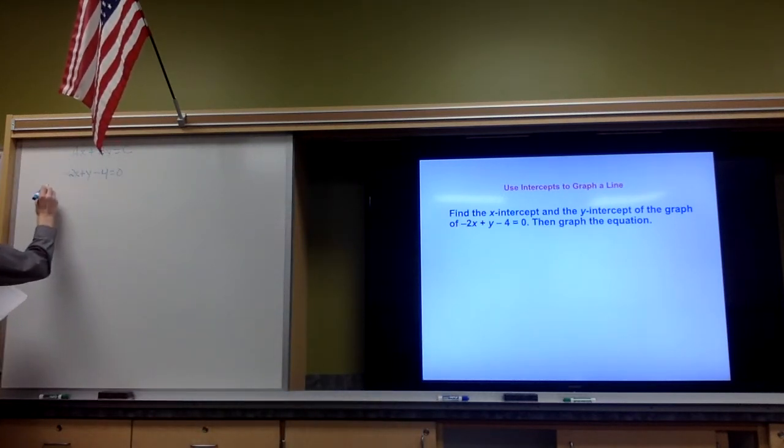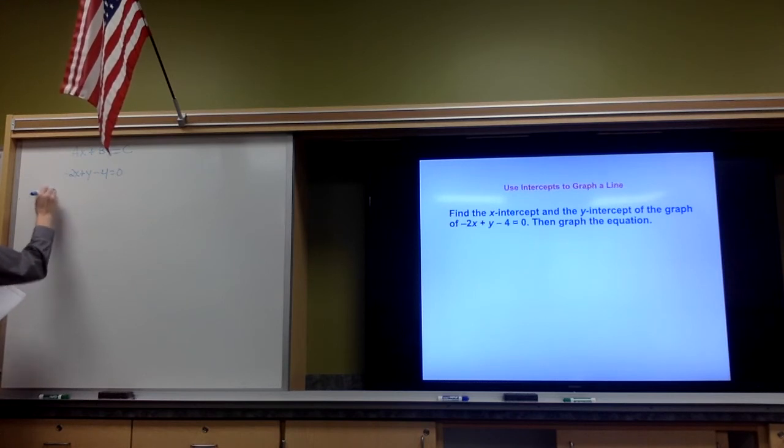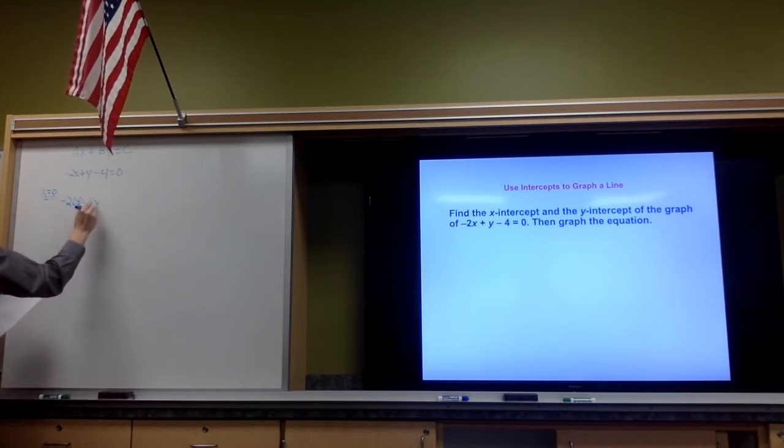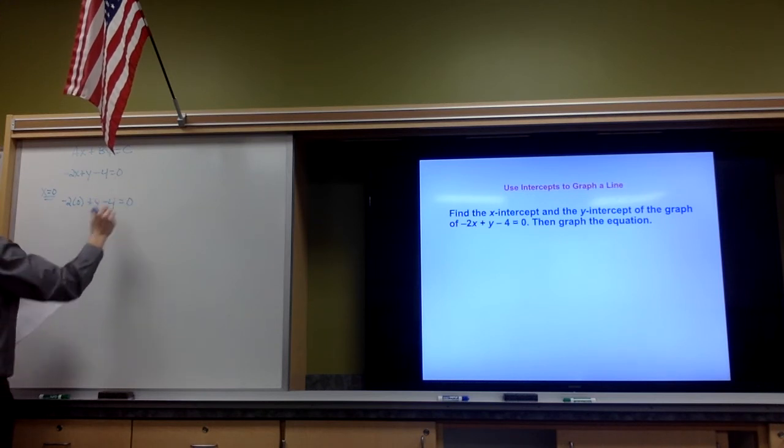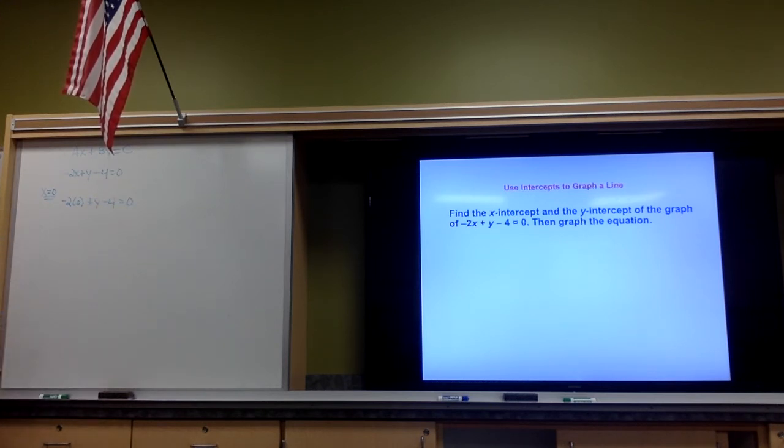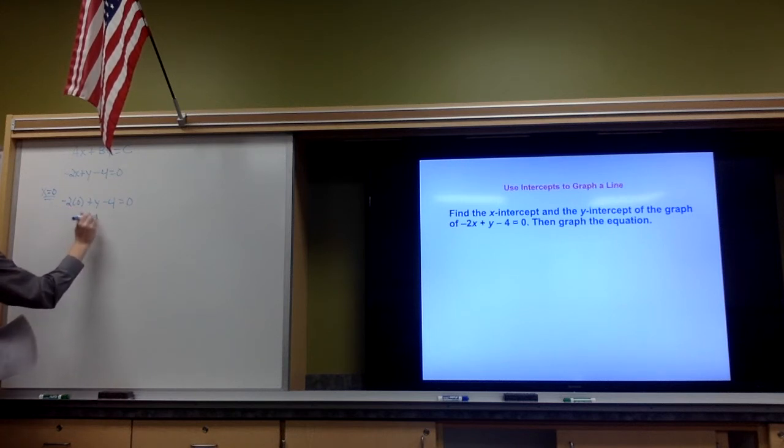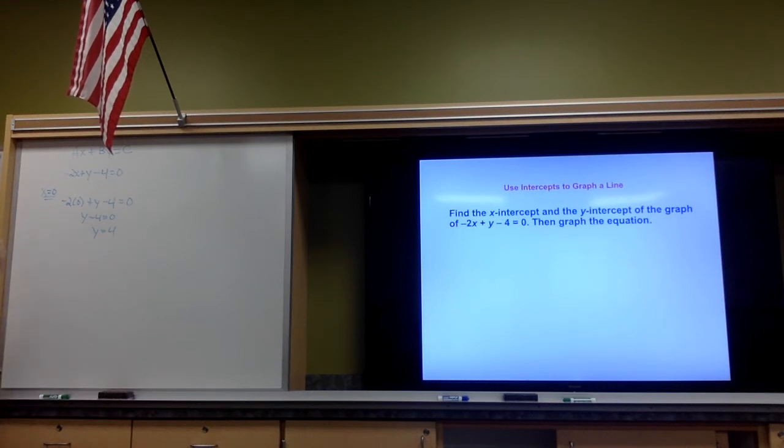So let's try it out. We're going to plug 0 in for x. So negative 2 times 0 plus y minus 4 equals 0. So this is 0, so y minus 4 equals 0, y equals 4. So there's my first intercept. In particular, it's the y-intercept, right? That's what we just found there.